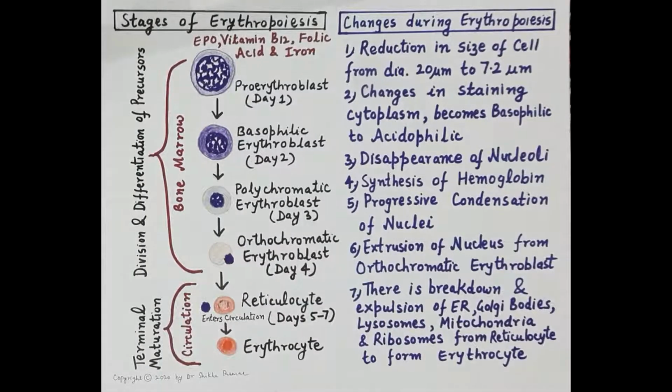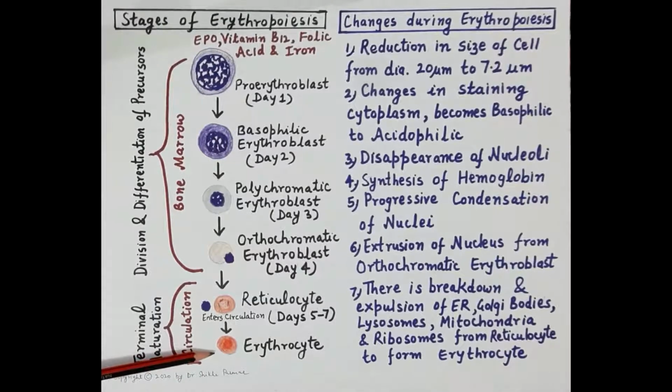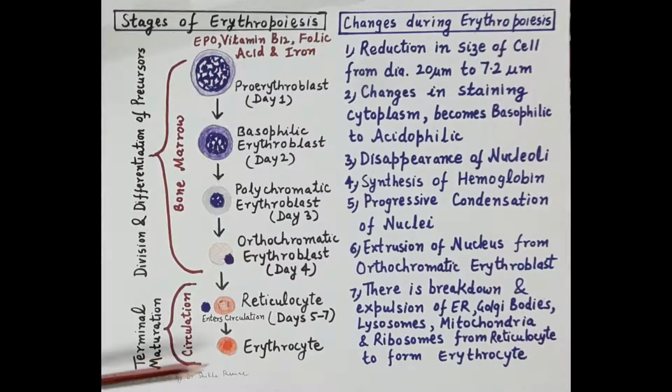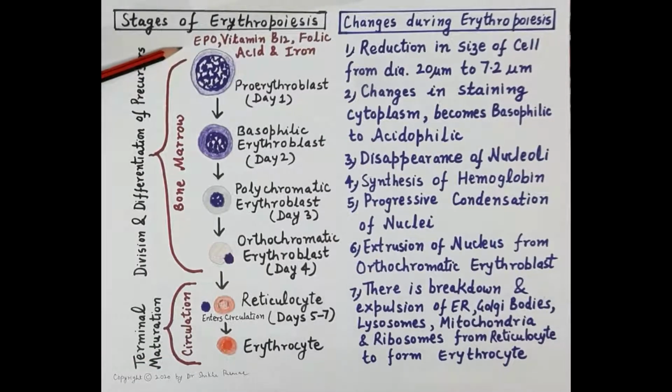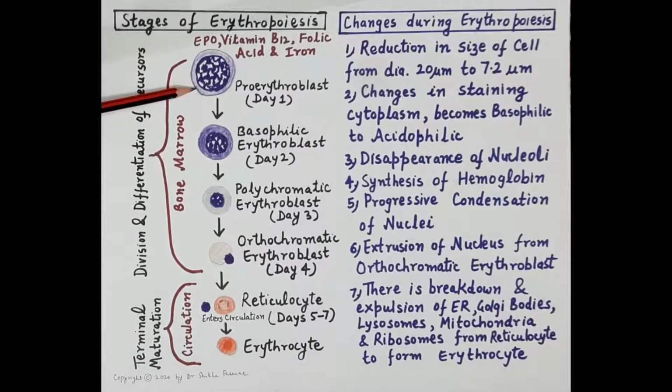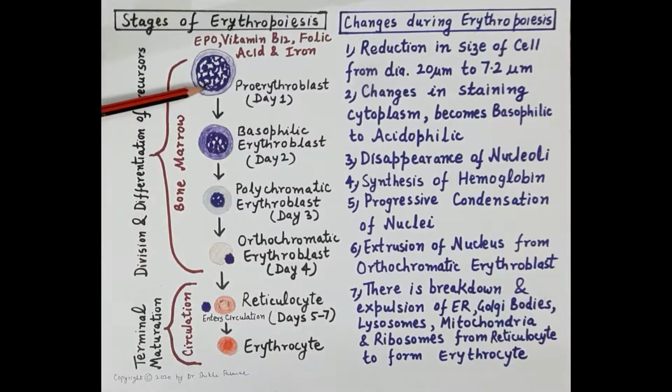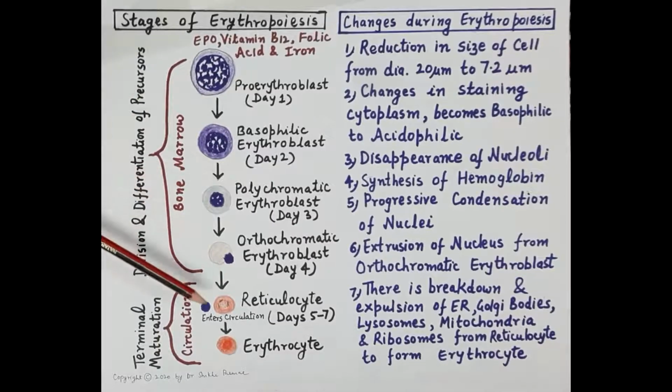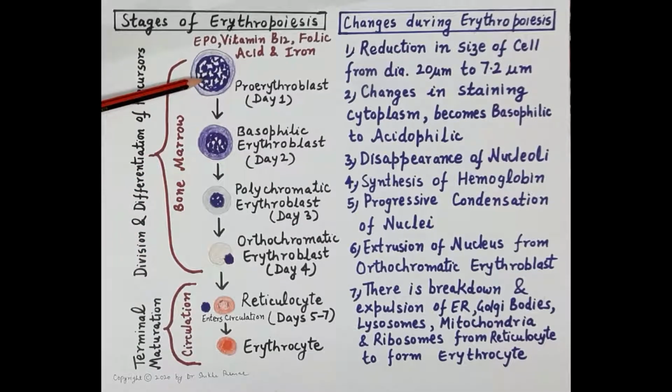Now let's study in detail the stages of erythropoiesis. That is how the proerythroblast finally develops into a mature RBC, that is the erythrocyte. A total of 7 days are required for the transformation of proerythroblast to a mature erythrocyte. Now 5 days are required by the proerythroblast to develop into a reticulocyte, and during the process there is a rapid division and differentiation of RBC precursors.